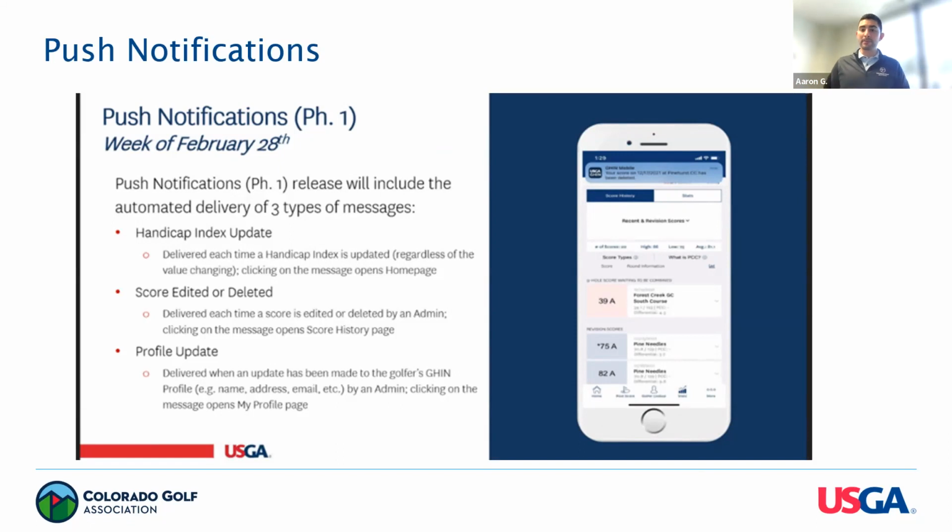Okay, but there's a couple other types of push notifications that you can get if you want to. The first one is a handicap index update. The second one is whenever a score is edited or deleted. And the third one is if your profile information has been updated, i.e. your email address, phone number, things like that. If the committee or you decide to update that stuff, you'll get a push notification confirming that this was done. If you get one and nobody did anything, then you may want to talk to whoever's in charge of your profile there at your club.